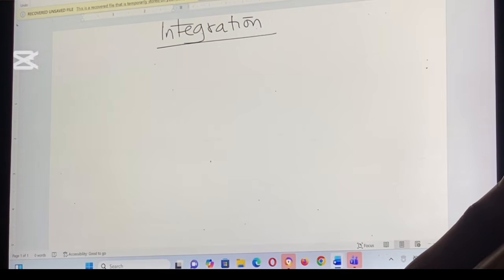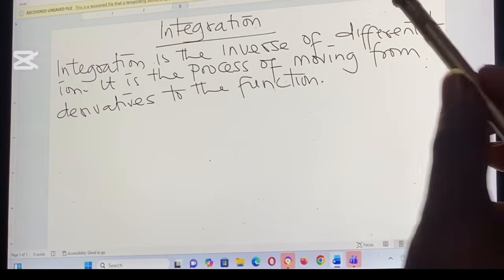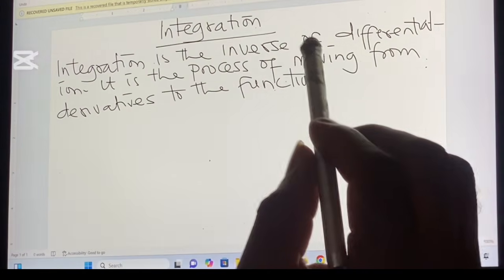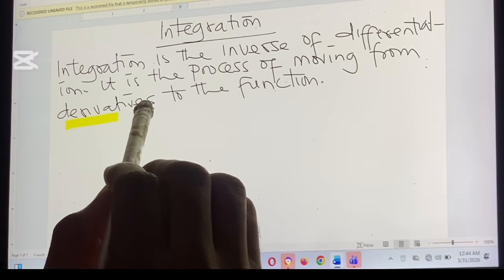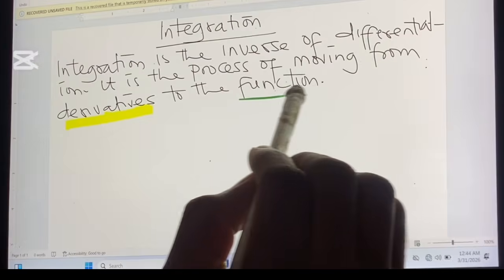Integration is the inverse of differentiation. It is the process of moving from derivatives to the function. That means in integration, they will give you the derivatives and the answer will be the function. Please take note of that.